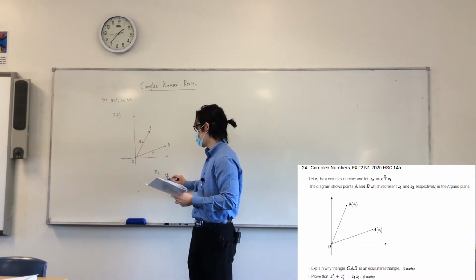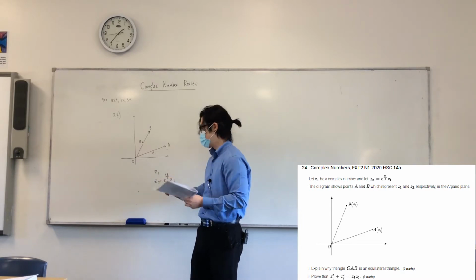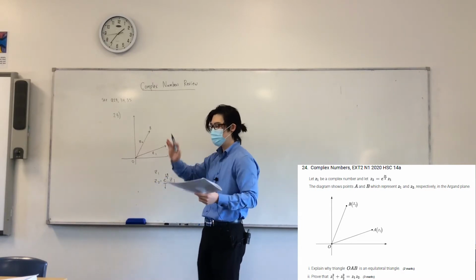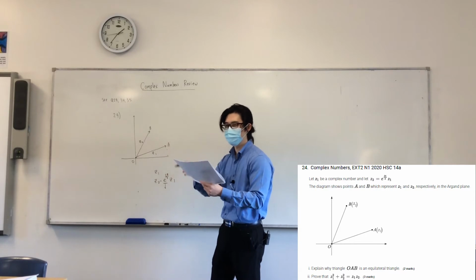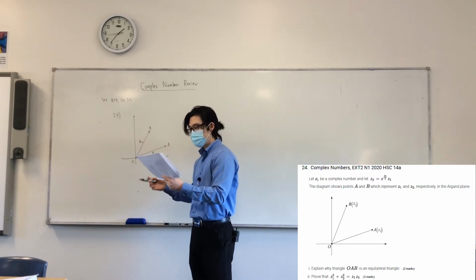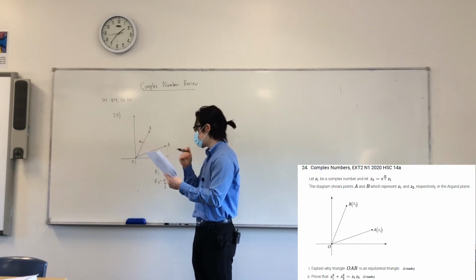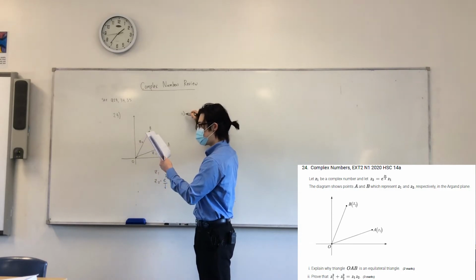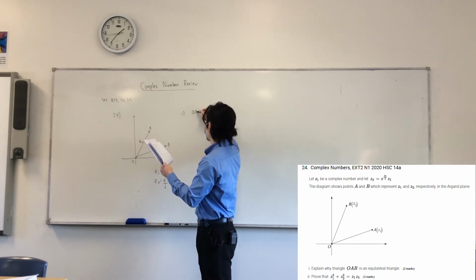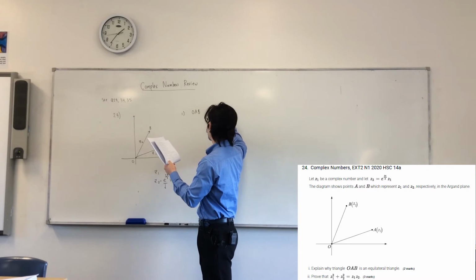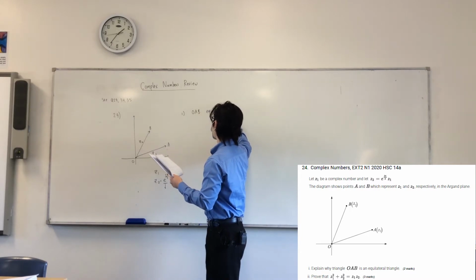But do you guys remember what that means? If you multiply by that, what is... Okay, you know what? I'm getting a bit too ahead of myself. Let's look at the question first. Sorry. The diagram shows points A and B. Let's look at the question. Explain why, or show why, OAB is an equilateral triangle.